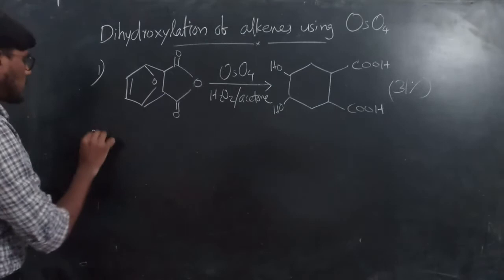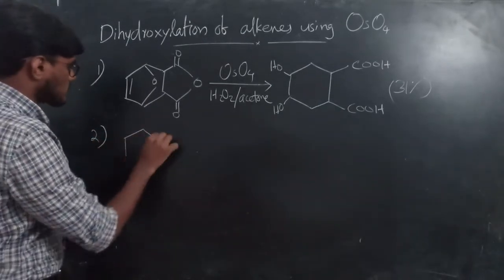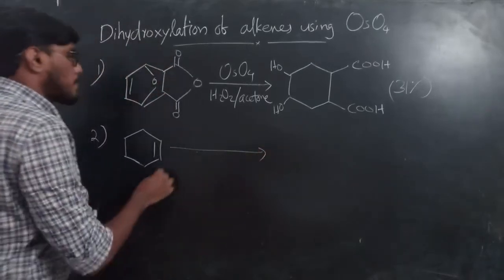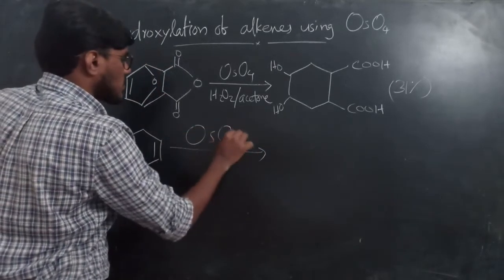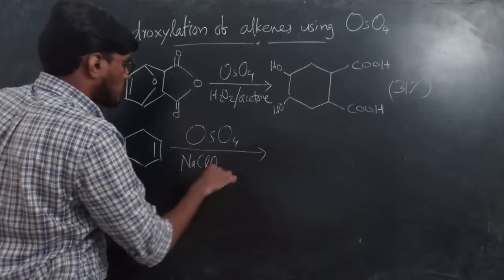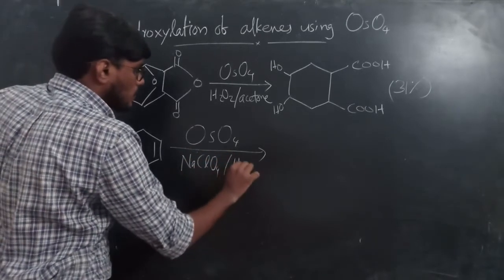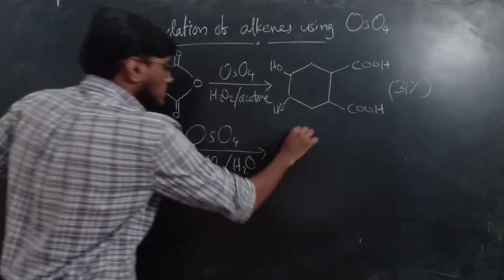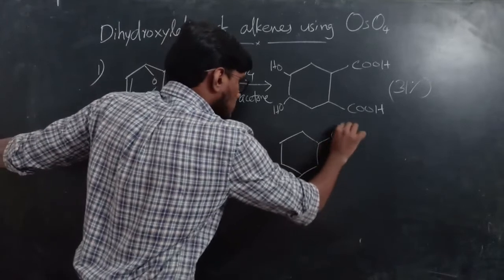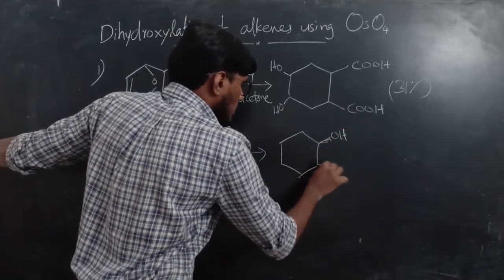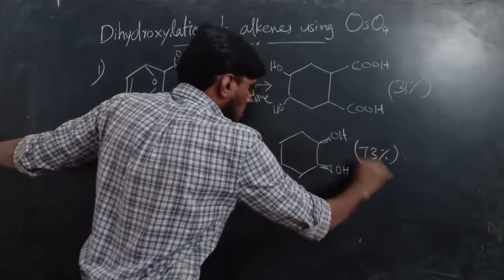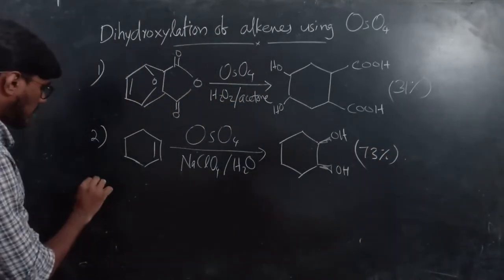Next, another example. This cyclohexene reacts with osmium tetroxide in presence of sodium chlorate and H2O. It gives the dihydroxylated product, that is OH and OH. This is almost 73% in yield. Okay, another example.